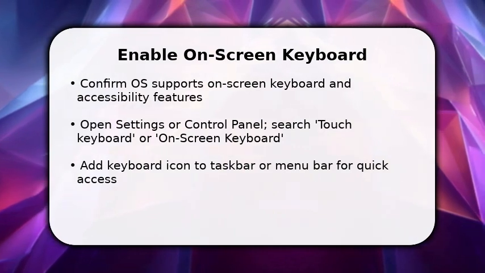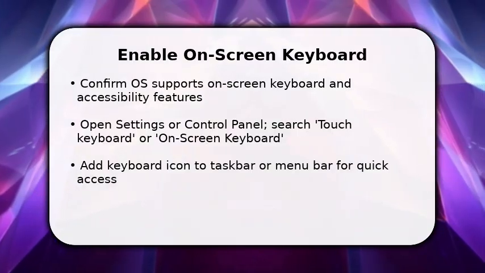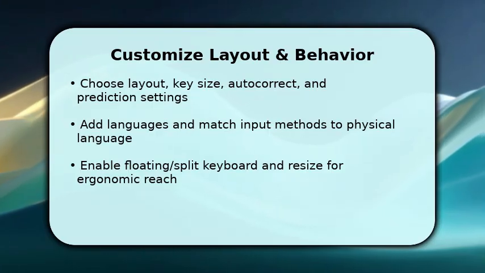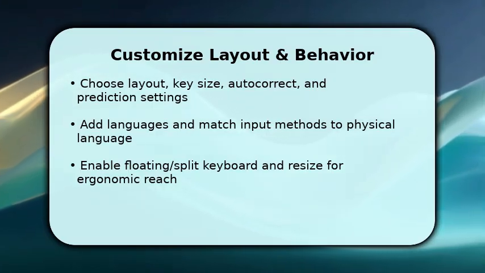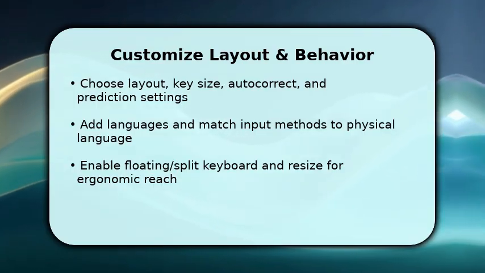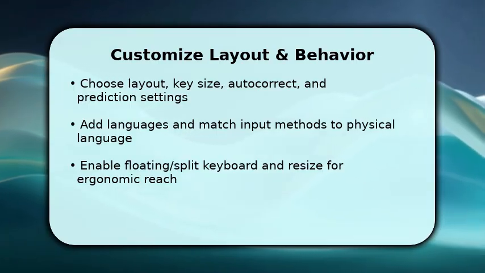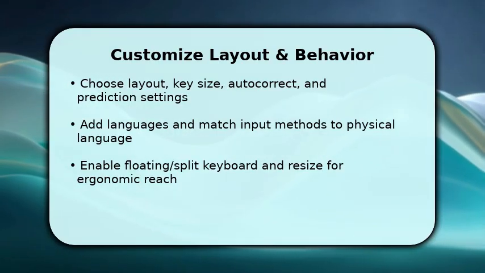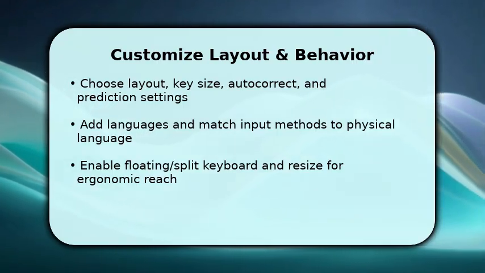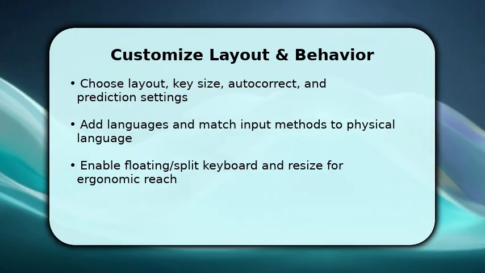You should now customize layout and behavior to make typing efficient. Open keyboard settings and choose layout, key size, and prediction options. Enable autocorrect if you want fewer errors. For multilingual work, add languages and ensure input methods match your physical keyboard. Adjust repeat delay and repeat rate if keys feel sluggish or overly sensitive. If offered, enable a split or floating keyboard for ergonomic positioning and resize by dragging corners.